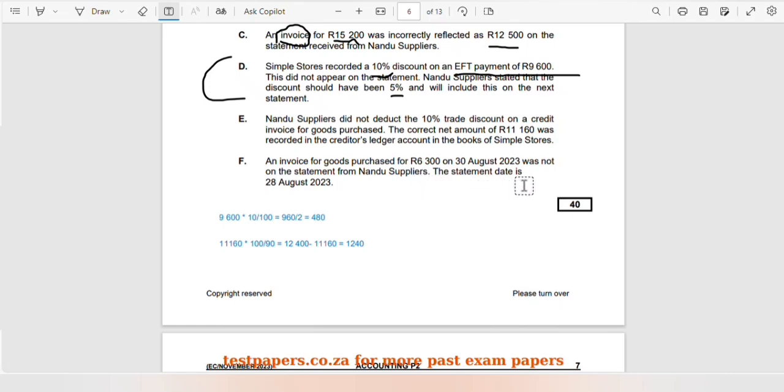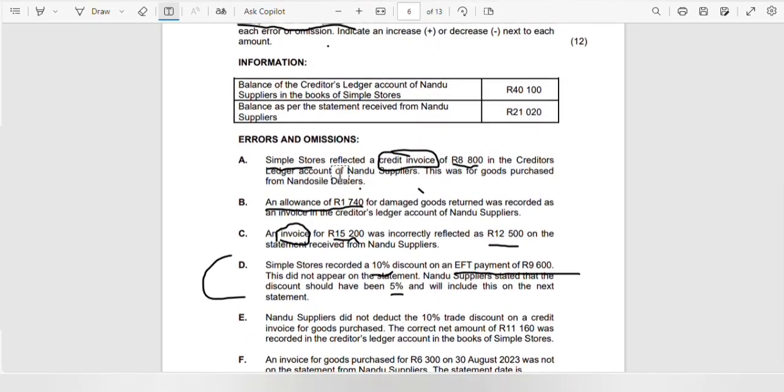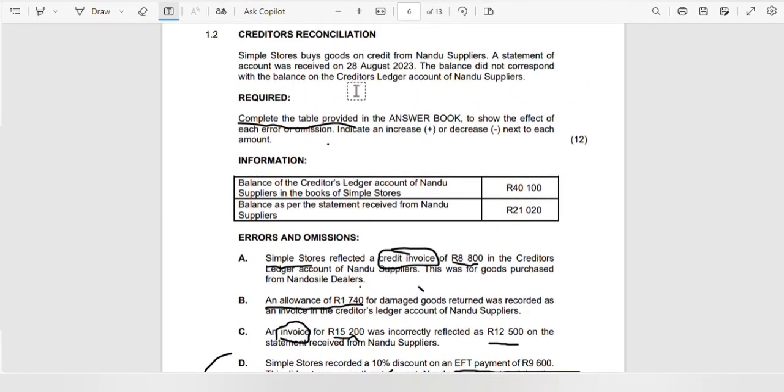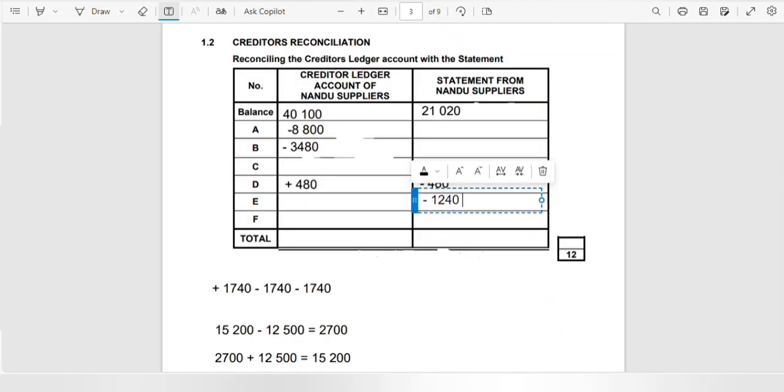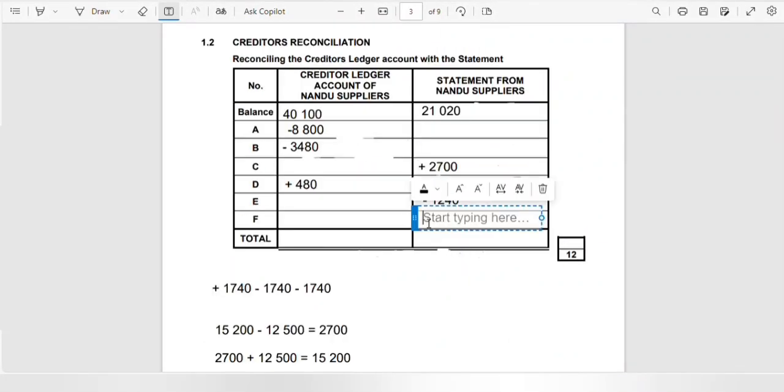Then they say an invoice for goods purchased from Nando for 6,300 on 30 August 2023 was not on the statement from Nando suppliers. The statement date is 28 August. In this case we received the statement on the 28th of August, while we purchased goods on the same day. So this transaction did not appear on the statement, because the day we purchased the goods is the day we received the statement. Now we have to add that money into the statement. So it's 6,300 that is going to be added. We are going to say plus 6,300.